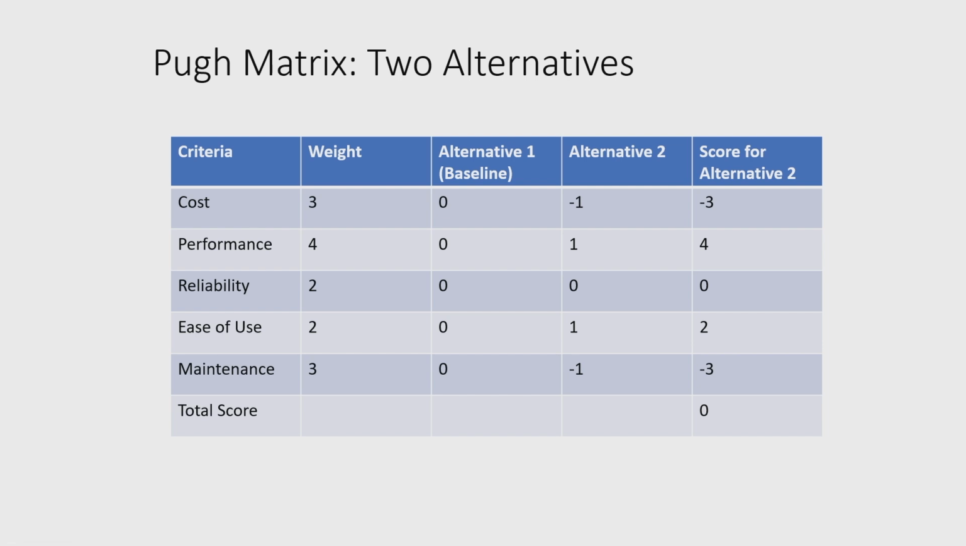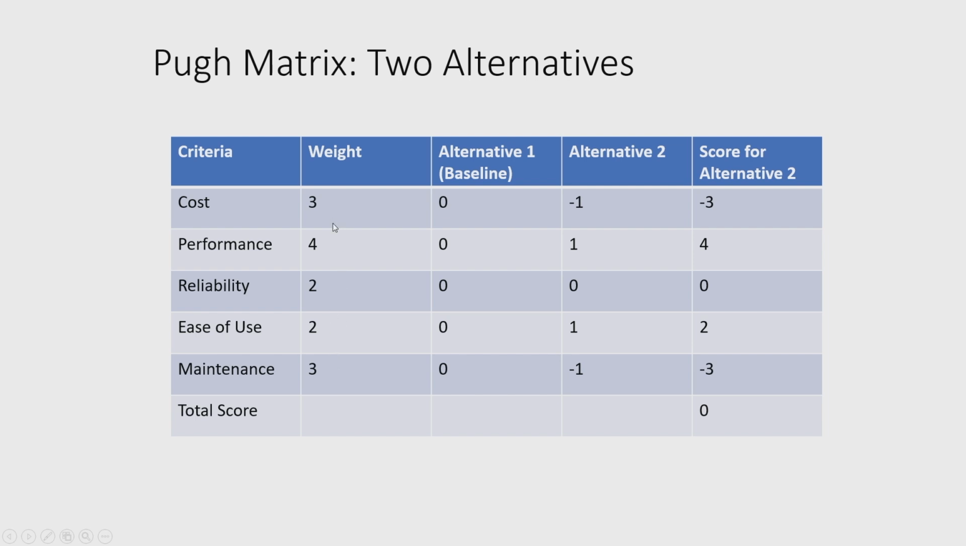So one is the cost, that your solution should not be expensive. Other is that performance should be good, and the third one is reliability. That means whatever you have designed, it should be reliable, it should not fail, it should not create trouble, and ease of use, then maintenance. And let us say on a scale of 1 to 10, or maybe a scale of 1 to 5, whatever you say, you have given weights 3, 4, 2, 2, 3.